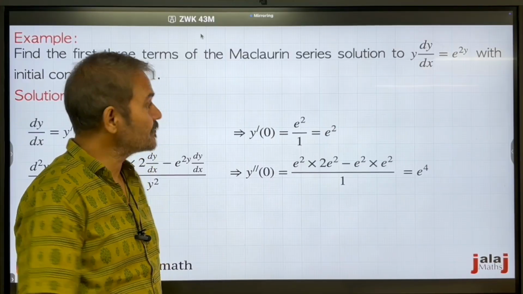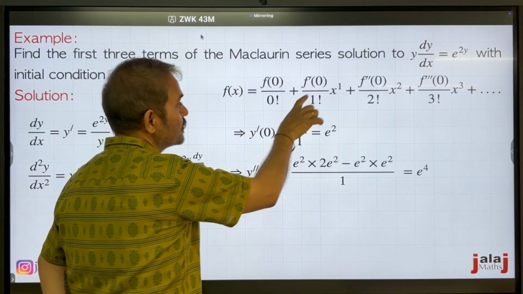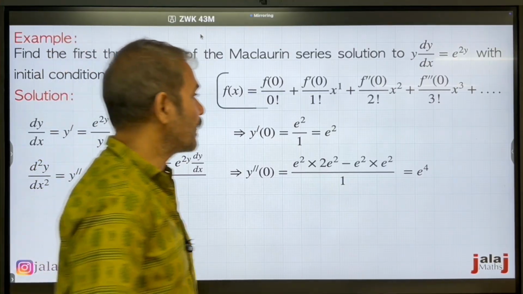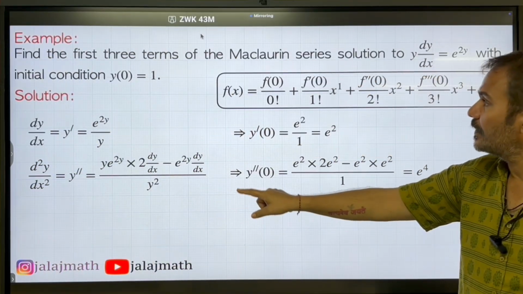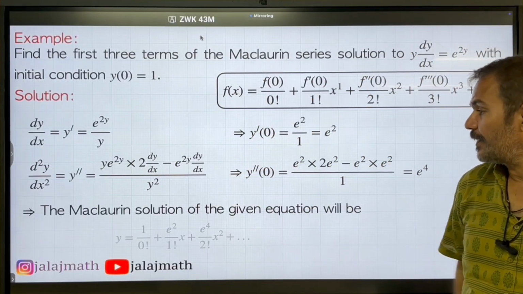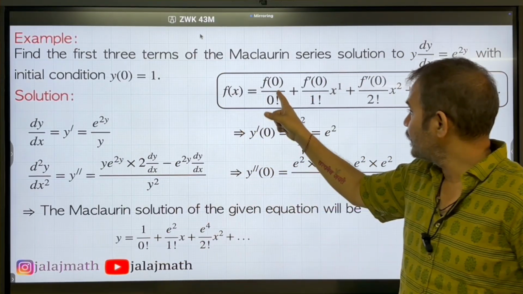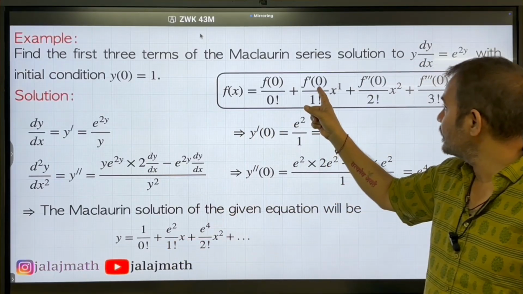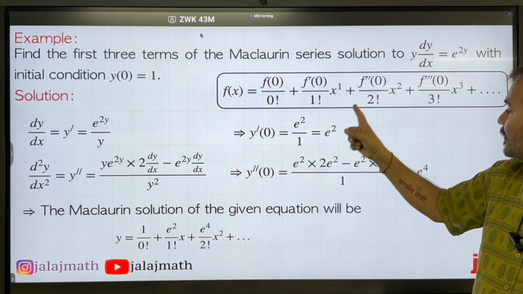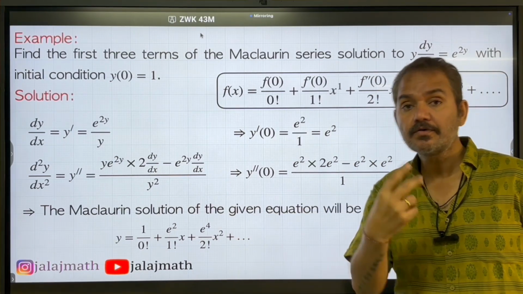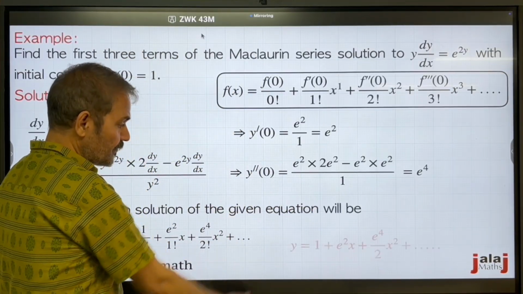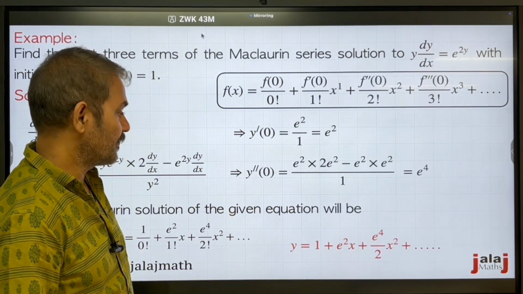Now, the question says first three terms of the Maclaurin series. And what are the first three terms? Here are the first three terms: the value of the function, the first derivative, and the second derivative. So we are done and we are all set to write the answer. So what will be the Maclaurin series solution to this differential equation? This will be the value of the function over 0 factorial, plus the first derivative at x is equal to 0 over 1 factorial times x, plus the second derivative at x is equal to 0 over 2 factorial times x squared, plus and so on and so forth. So this can be written like this as your final answer.